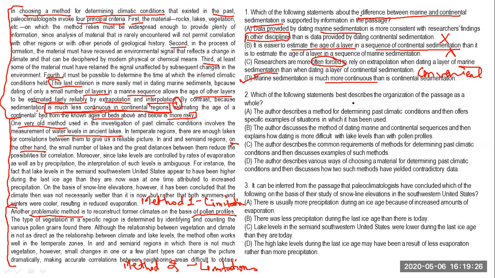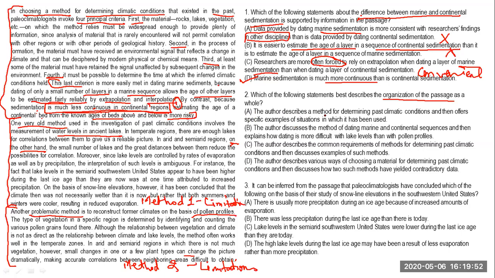Which of the following statements best describes the organization of the passage as a whole? Okay, we already have the organization of the passage written here. The first paragraph talked about 4 principal criteria in choosing a method for determining climatic conditions. Paragraph 2 talked about one method. Paragraph 3 talked about the second method.